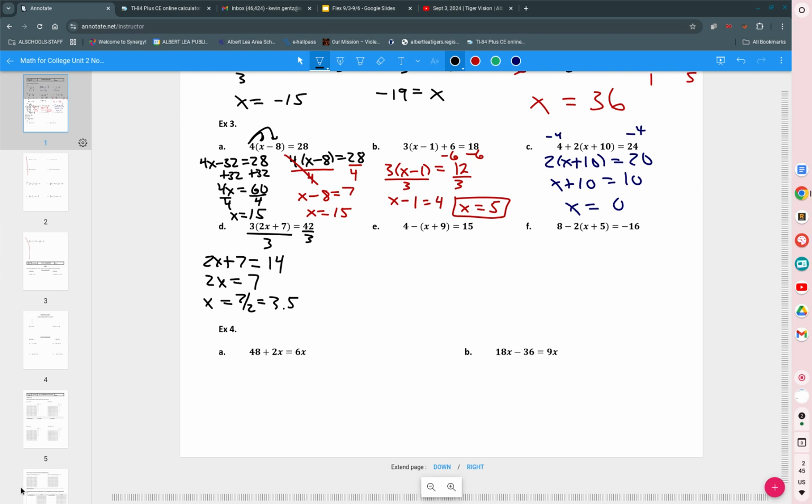How about letter E? This is a little bit different because I got a subtraction sign there. What do I have to do with that subtraction sign? How do I distribute it? What does it mean to distribute a subtraction sign? It would be negative. Yeah, you multiply through by a -1.